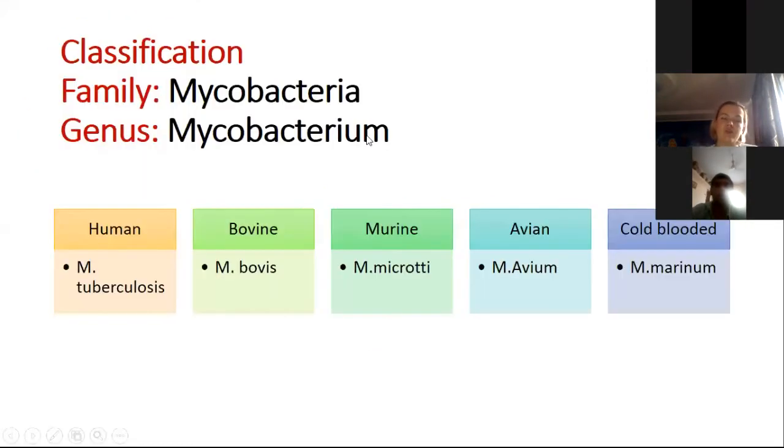The taxonomy of tuberculosis bacilli is next. Family is Mycobacteria, genus is Mycobacterium, and we divide the tuberculosis bacilli into 5 groups. Human tuberculosis bacillus is Mycobacterium tuberculosis. Bovine bacillus is Mycobacterium bovis. Murine bacillus is Mycobacterium microti. Avian is Mycobacterium avium, and the one from fish is Mycobacterium marinum.